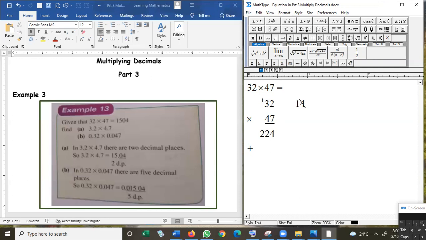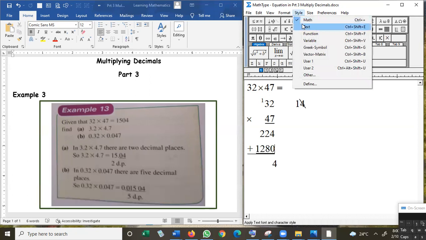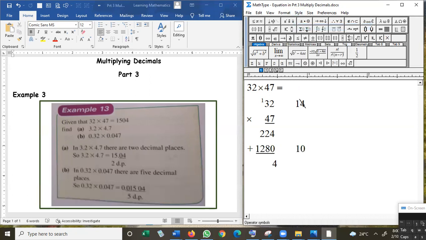That's add. And that's 1280. I'm going to add. Four plus 0 is 4. 8 plus 2 is 10. Bring down the 0. Carry forward the 1.